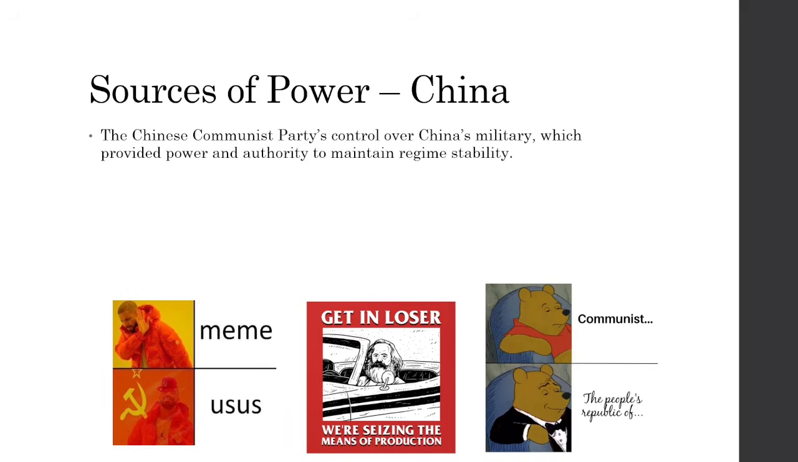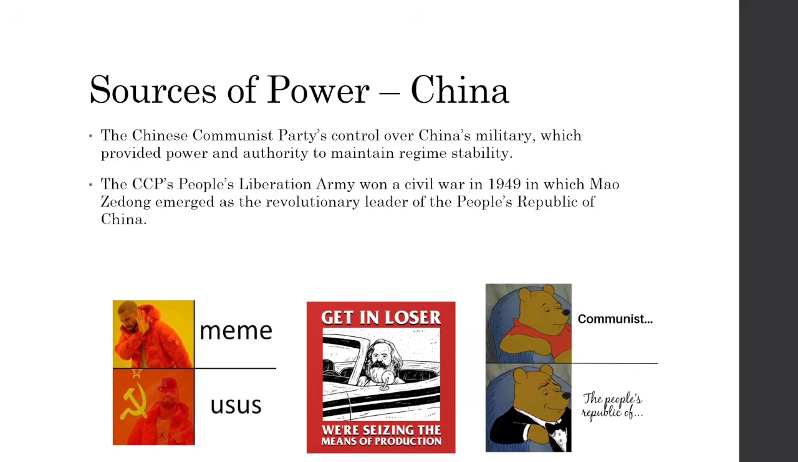So the Chinese Communist Party's control over China's military. So they control China's military. It makes sense, and that's provided power and authority to maintain regime stability. Because essentially, if you got protests and stuff, the Communist Party can just send out the military, and there goes all your protests and your opposition.